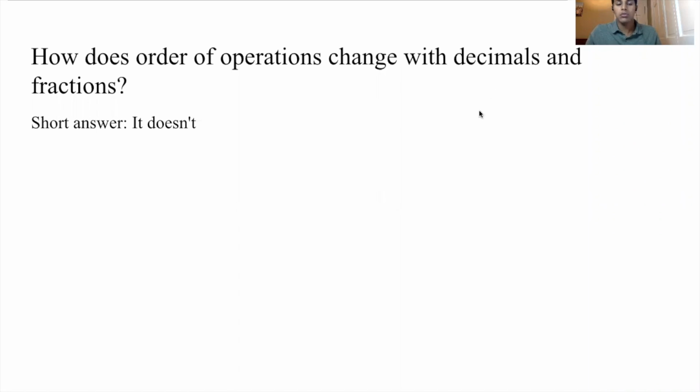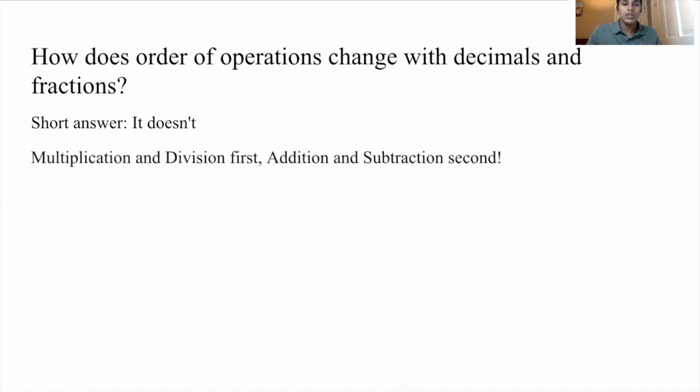So let's just do a quick review of what the order of operations are and how we would use them in the questions with decimals and fractions. We always do multiplication and division first and addition and subtraction second. Now, one common misconception is that if you have multiplication and division in the same question, then you should always do the multiplication first. And same for addition and subtraction. If you have addition and subtraction in the same question, you should always do the addition first.